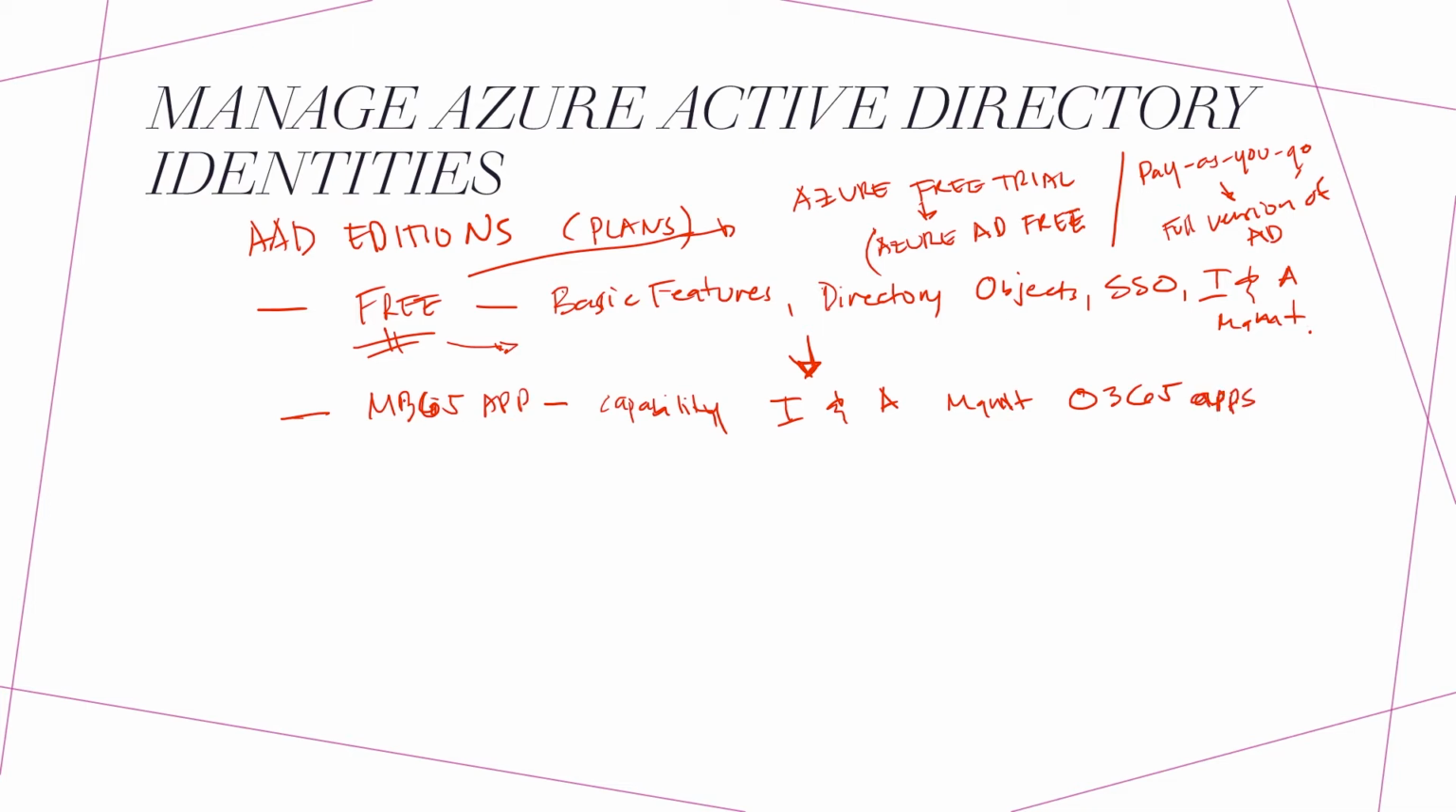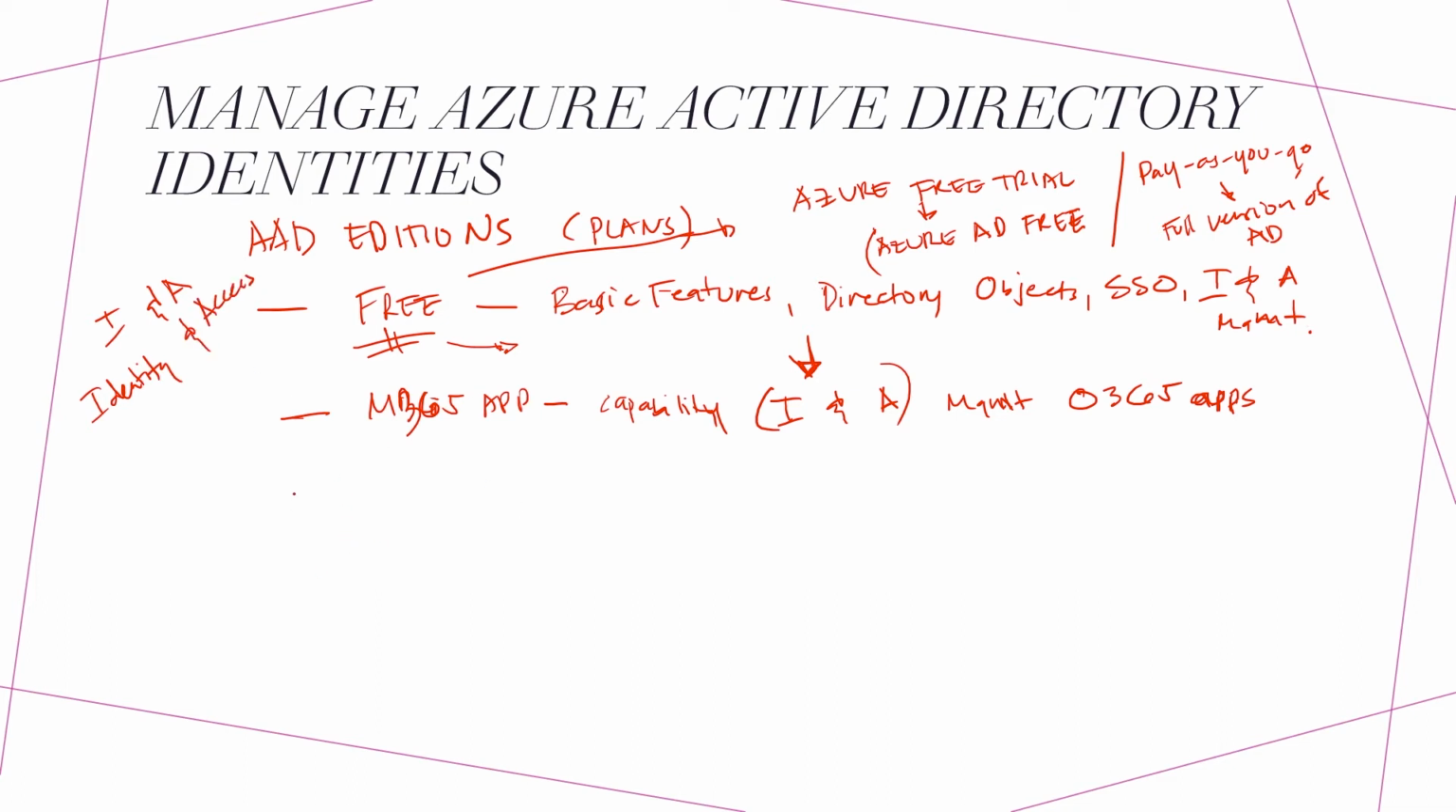So it's like a built-in directory for your Office 365 apps such as SharePoint, Teams, or OneDrive as well. By the way, I'm using I&A as identity and access. I just don't want to type it all the time.